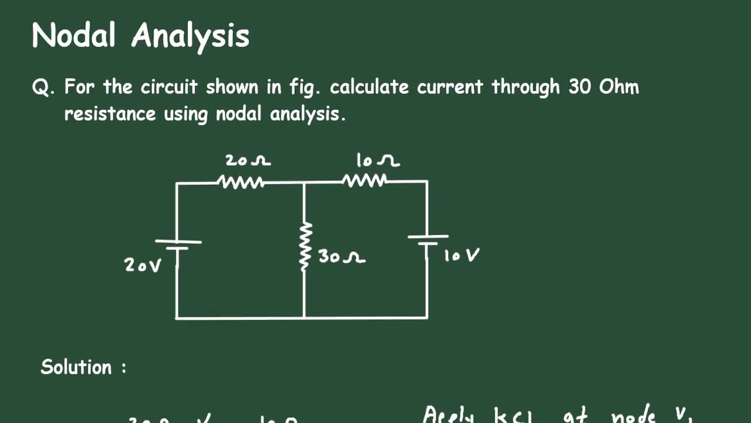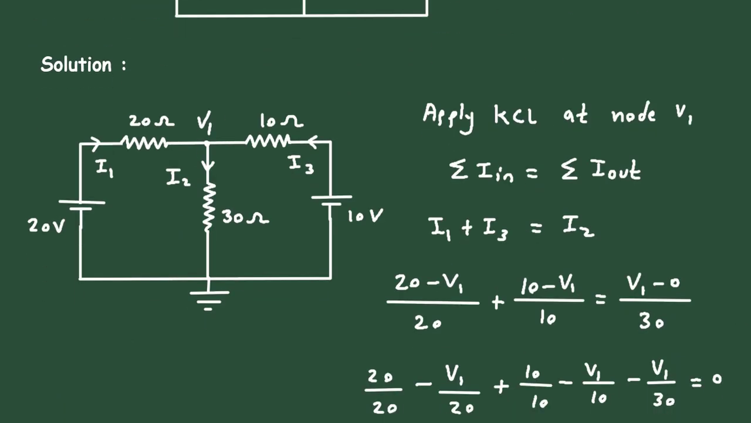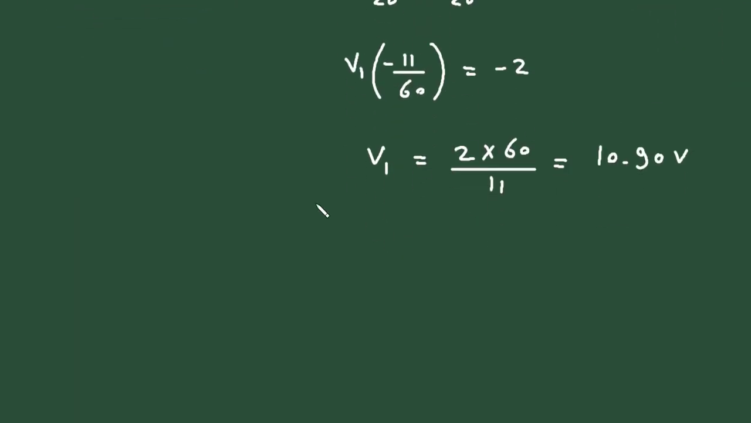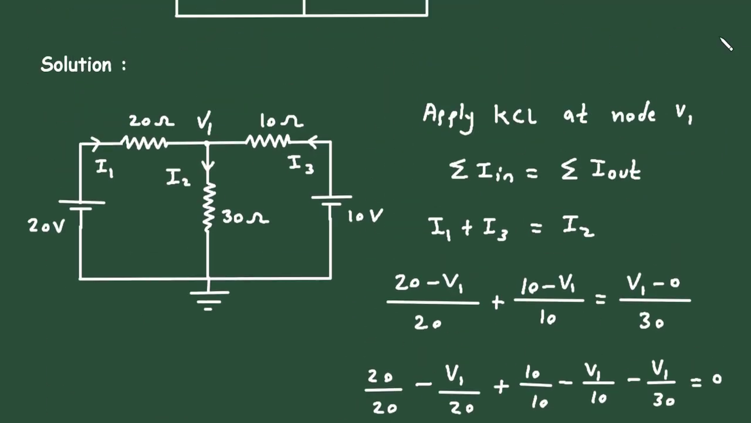But we have to find the current through 30 ohm. We have to find this current, that is I2. So I2 is equal to I30 ohm, that is current through 30 ohm, and it will be V1 minus 0 divided by 30.